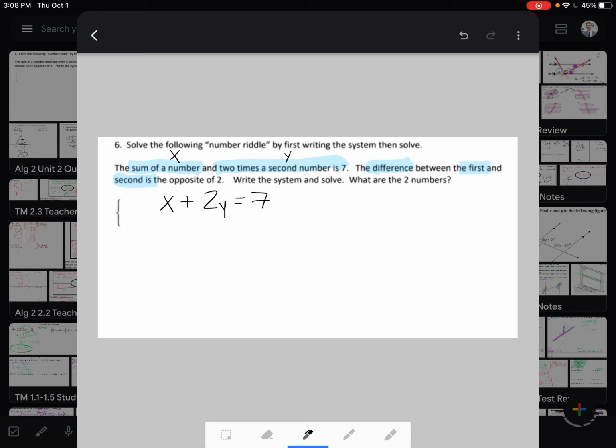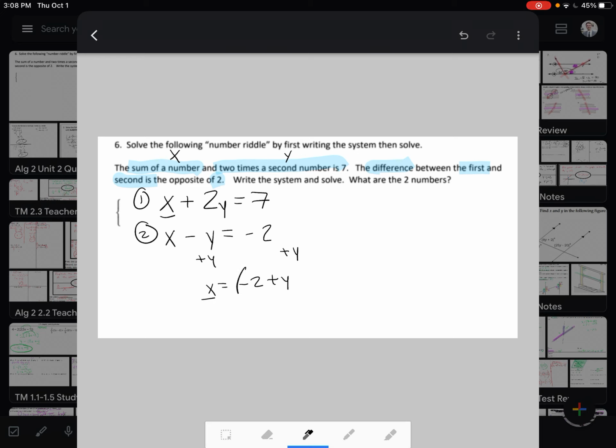All right, so we have to do some interpretation here. The opposite of 2, so we're guessing that's going to be negative 2. So the difference between our first and our second is negative 2. So we're going to write a system and we are going to solve. We have two equations we've annotated carefully. Let's try some substitution to hopefully start.